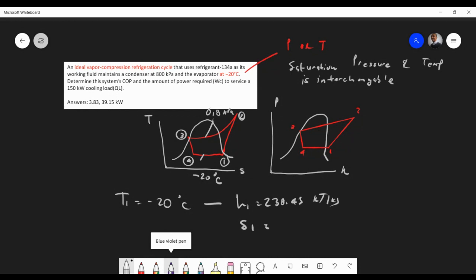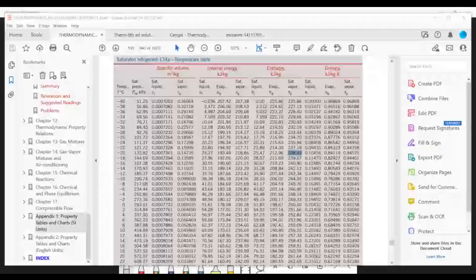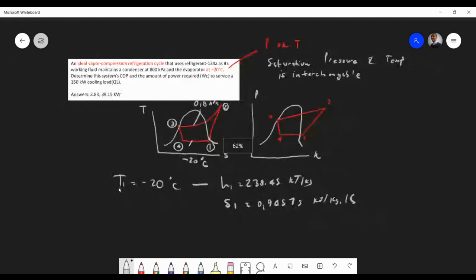And then s1. The reason why I'm choosing s1 is because we're aware that we have an isentropic compression. Obviously, this must be a straight line as well. And my s1 value is the vapor value, which is sg, is 0.94575. Make sure you write your units. Are we all comfortable with this?